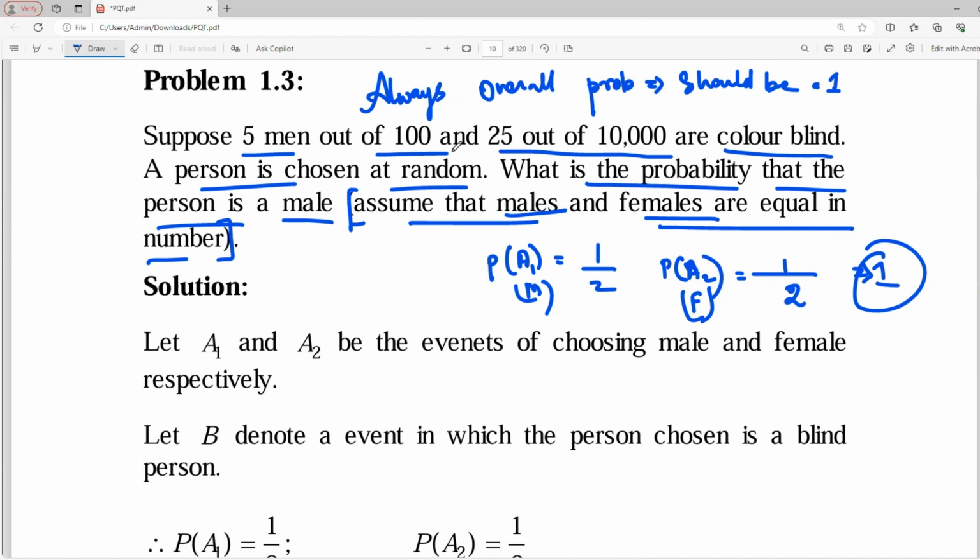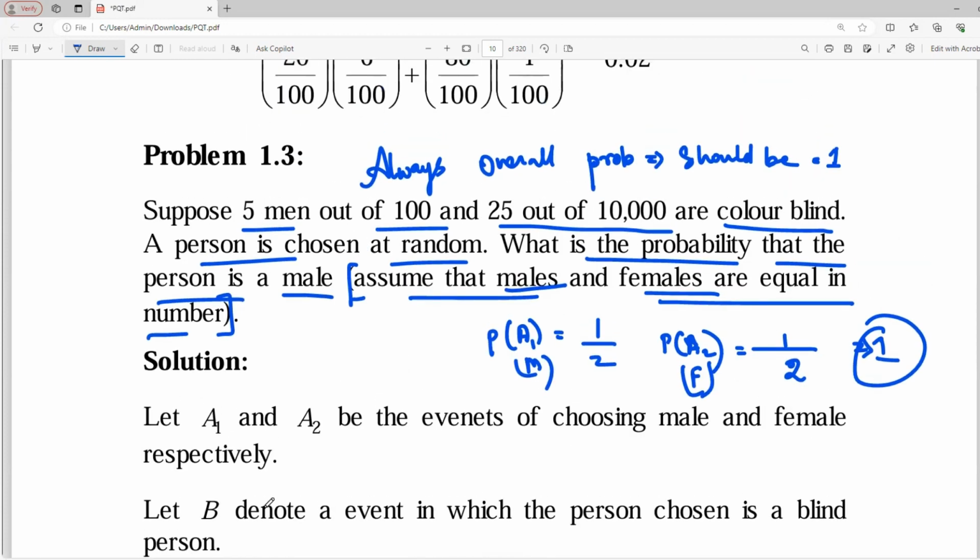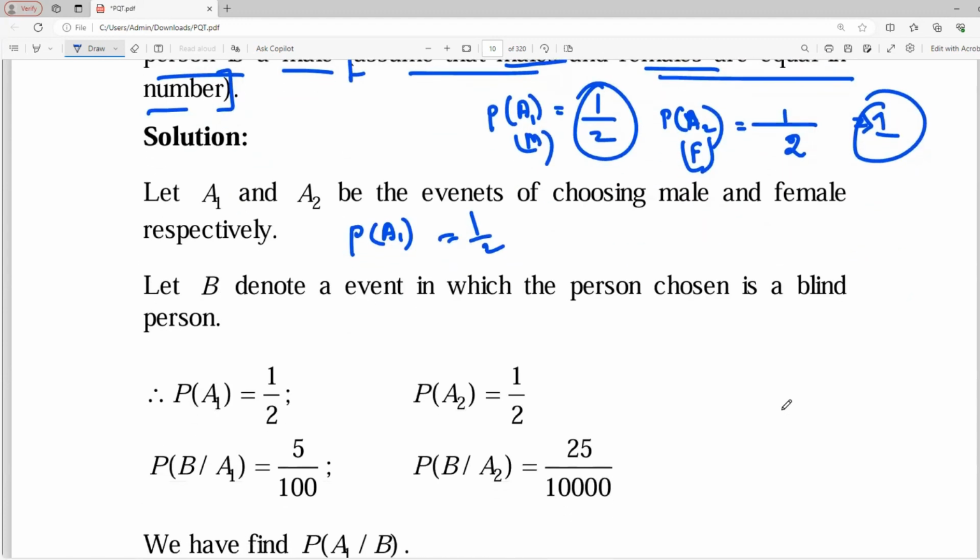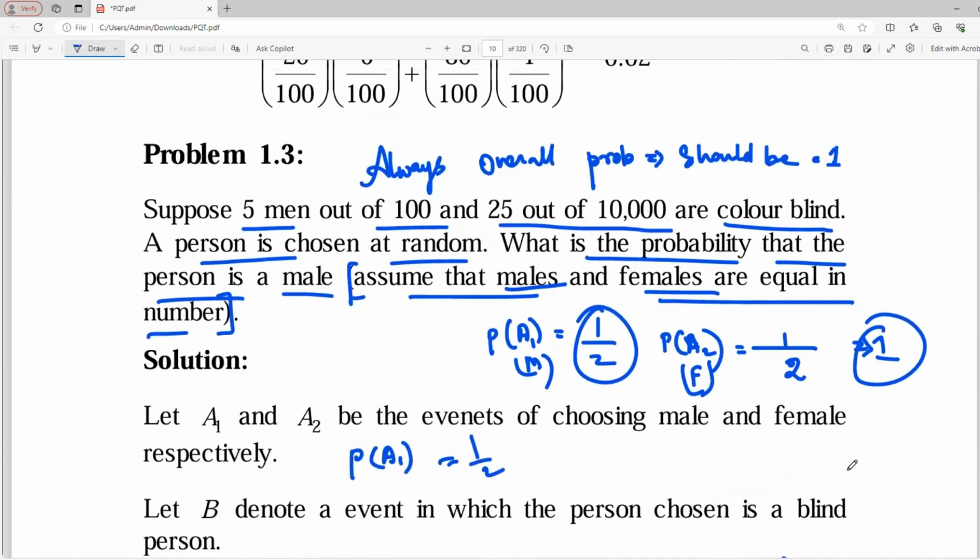So here, 5 men out of 100 and 25 out of 10,000 are colorblind. A person is chosen at random. What is the probability that the person is a male? Okay. So instead of opening up the answer right now, let's try something. P of A1 is going to be 1 by 2, because it is the probability of getting male, and P of A2 is the probability of getting female. Then 5 out of 100 is nothing but P of B by A1. That is the first event. So P of B by A1 is equal to 5 by 100. Then the second event, P of B by A2, is equal to 25 out of 10,000.